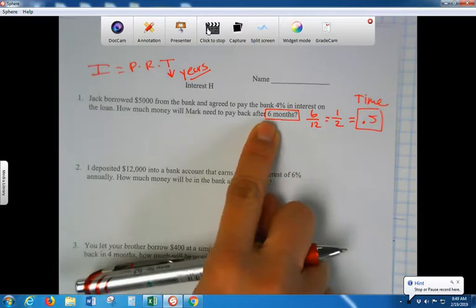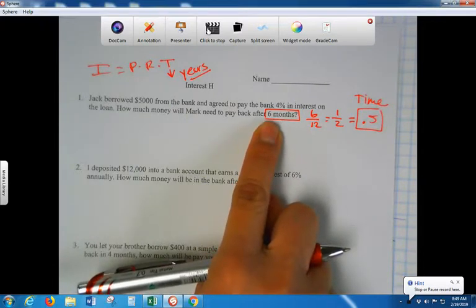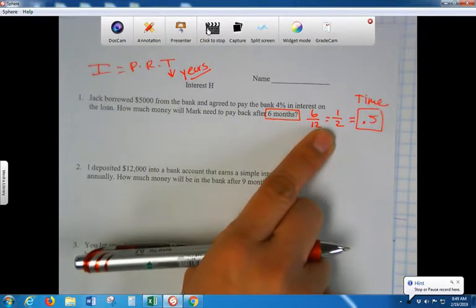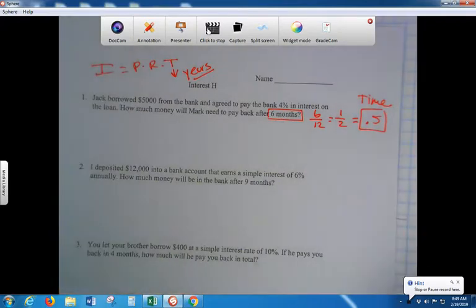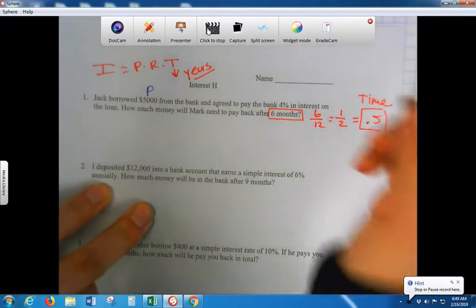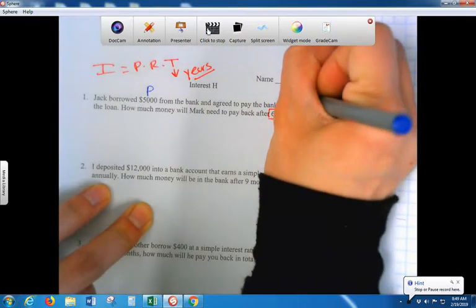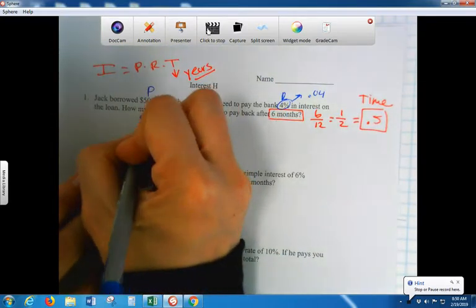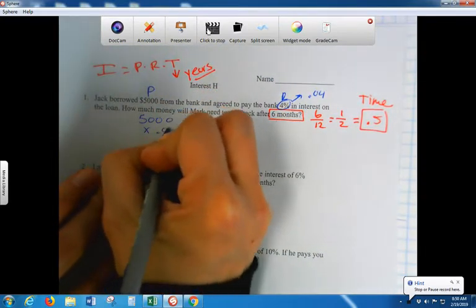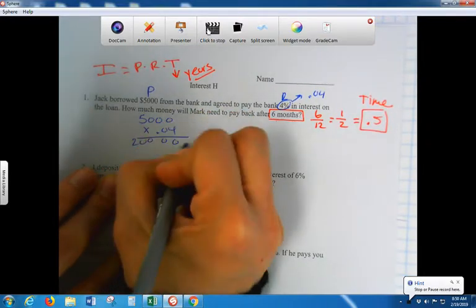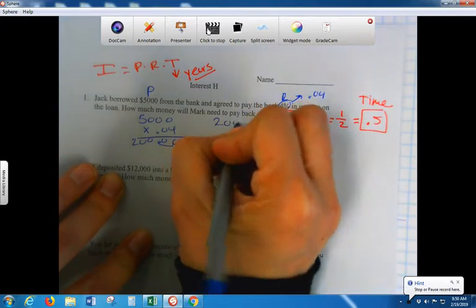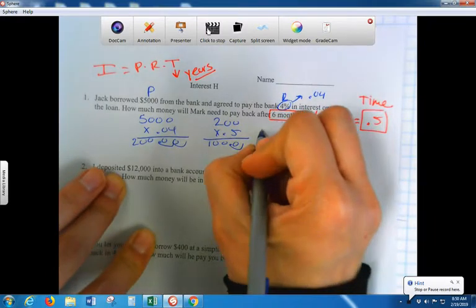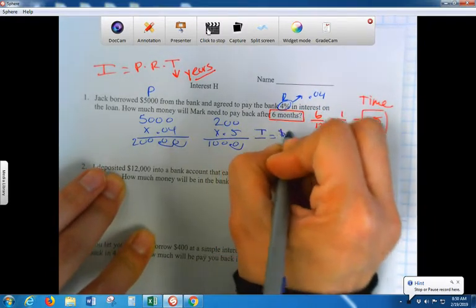So kids will make the mistake of just multiplying by 6. It's like, no, it's not 6 years, it's 6 months. So therefore, we convert it into a decimal. Alright, so let's multiply. The same thing. Okay, the 5,000 is your principal. The rate is 4%, which is equal to what decimal? 0.04. Alright, so let's multiply. 5,000 times 0.04 is 200. 200 times 0.5 is 100. So your interest is equal to 100.